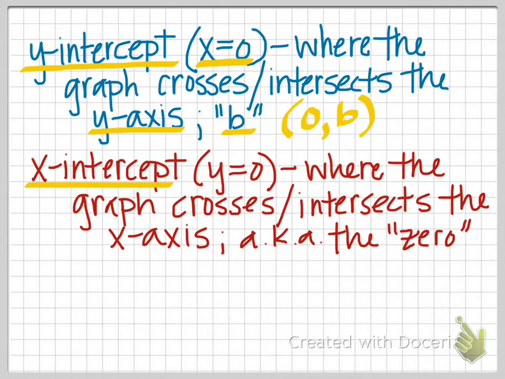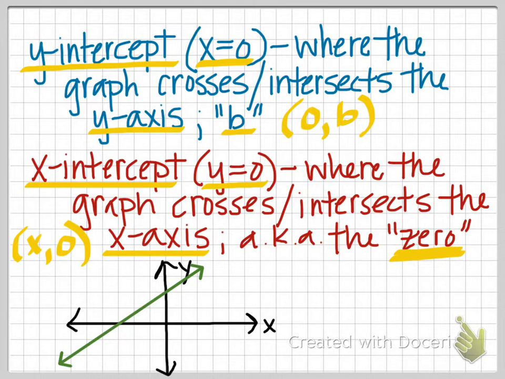The x-intercept is just the opposite of the y-intercept. It's where the graph crosses or intersects the x-axis, and it is a point where the y value equals 0. So it would look like (some x value, 0). Okay? The x-intercepts are also known as the zeros of a graph, and I need you to know that word because sometimes it'll refer to the x-intercepts by using the word zero, but it won't say x-intercepts, and I need you to know what we're talking about.